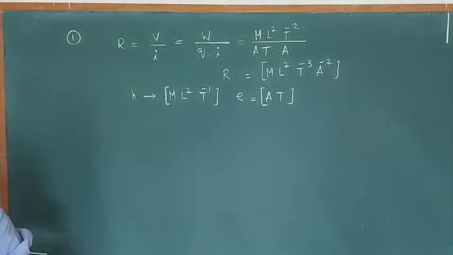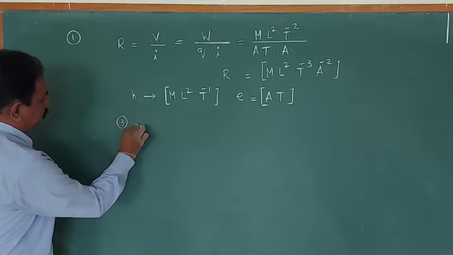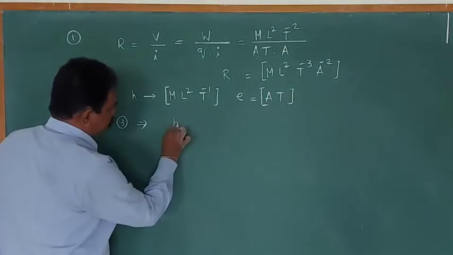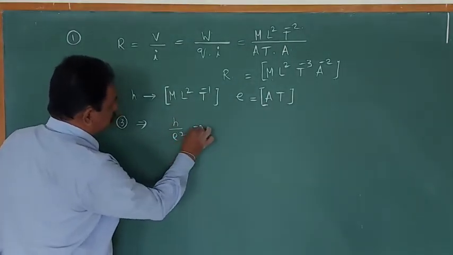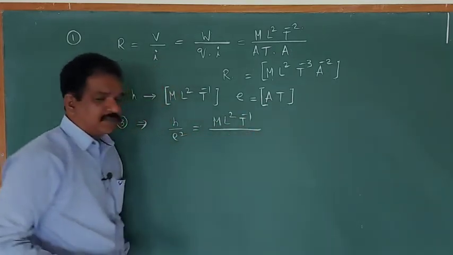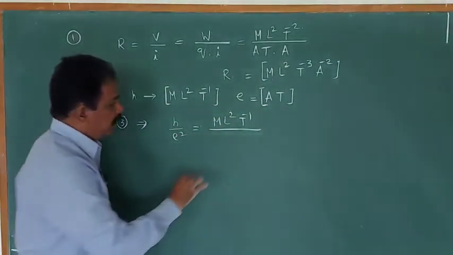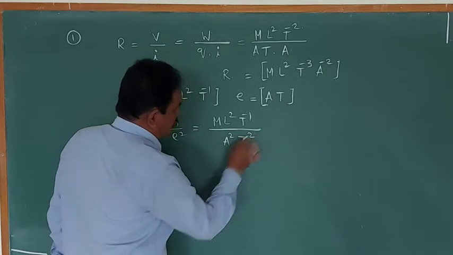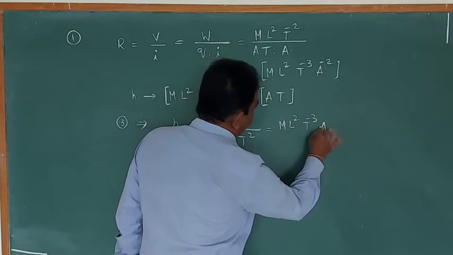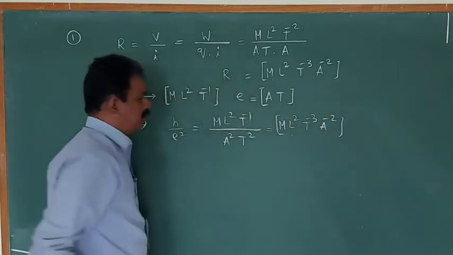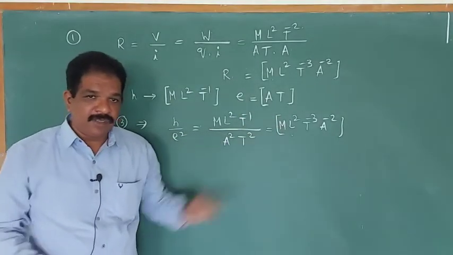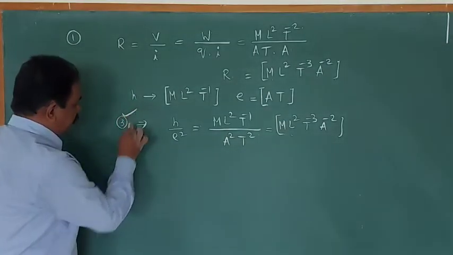Check the third option. What is the third option? H by e square. H is this one, na? ML square T power minus 1. E square, this value will be A square T square. So, ML square T power minus 3 A power minus 2. Same, na? ML square T power minus 3 A power minus 2. So this will be the answer.